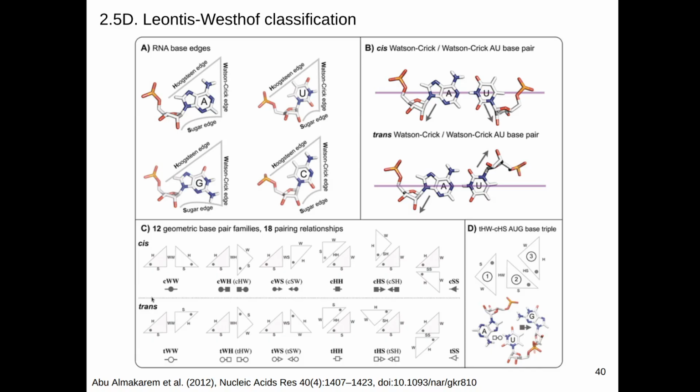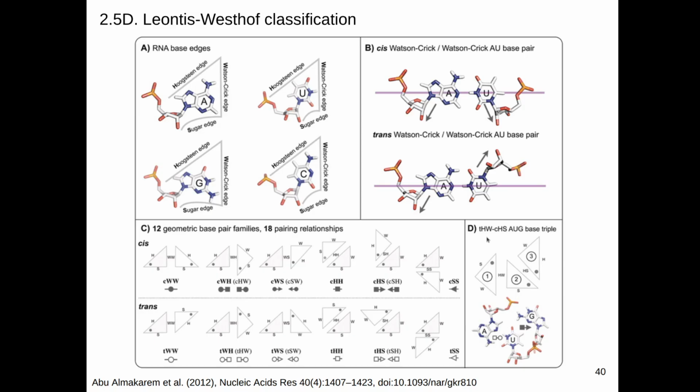Here we have notation for diagrams for these base pairs. So we have filled shapes for cis base pairs, empty shapes for trans base pairs, Watson-Crick edges depicted with circles, Hoogsteen edges depicted with squares, and sugar edges depicted with triangles. And of course, once we consider base types, we have more than 100 different base pair classes. So this is just an example of a representation.